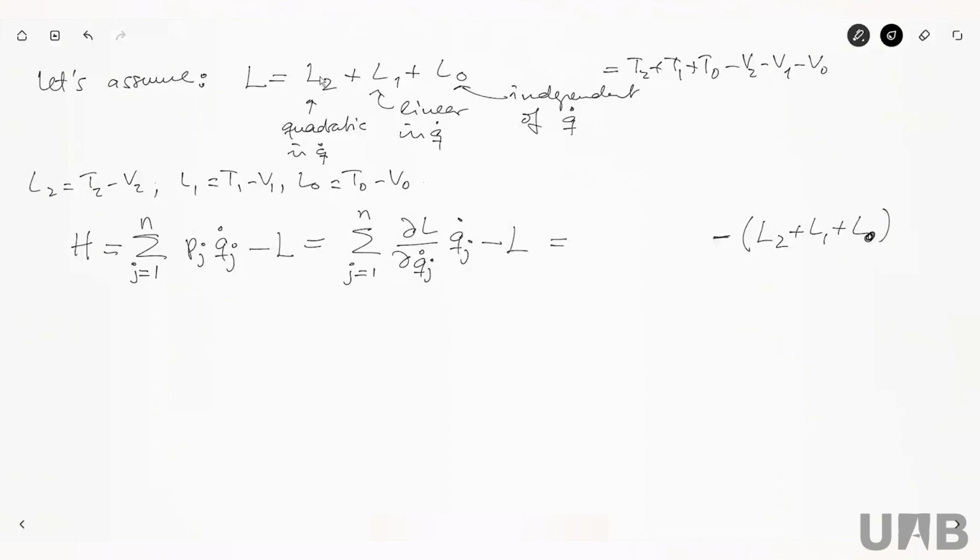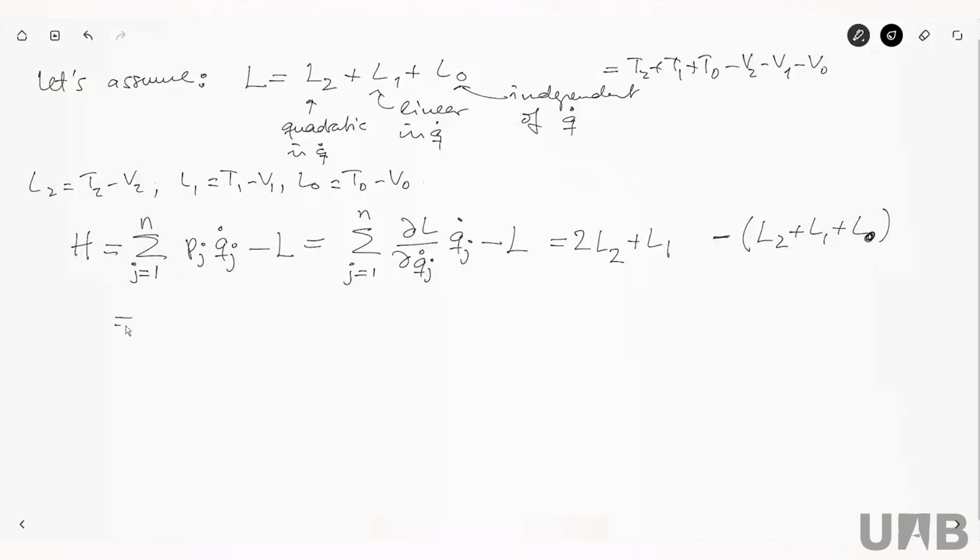2L2. Absolutely. Very good. 2L2. And the next one? Plus L1. And L0 is 0 because it's independent of Q dot. So yes, that's the answer. Now I would like you to take this sum, do the derivative explicitly, and check that this is true: that L2, because it's quadratic in Q dot, gives you twice L2, and the linear term gives you the linear term itself.